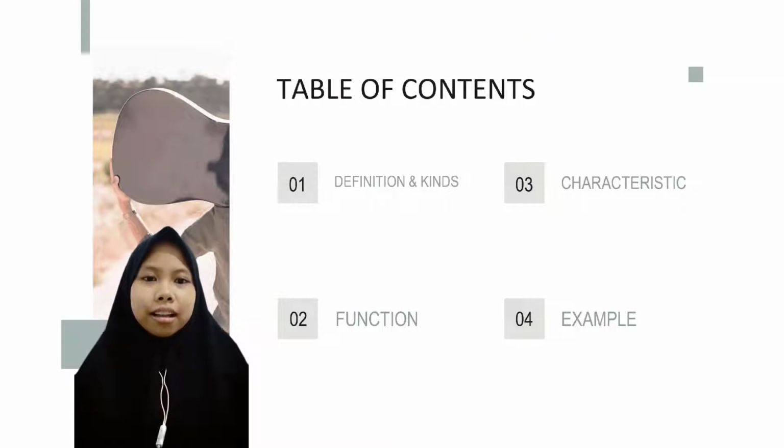First of all, there is the table of contents. The first is definition and kinds. The second is function. The third is characteristic, and the fourth is example.